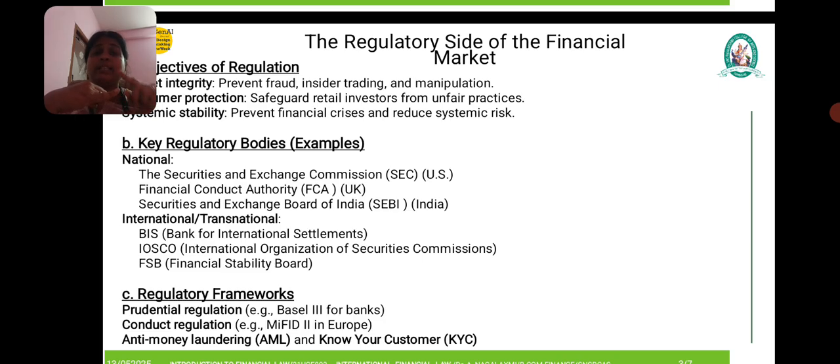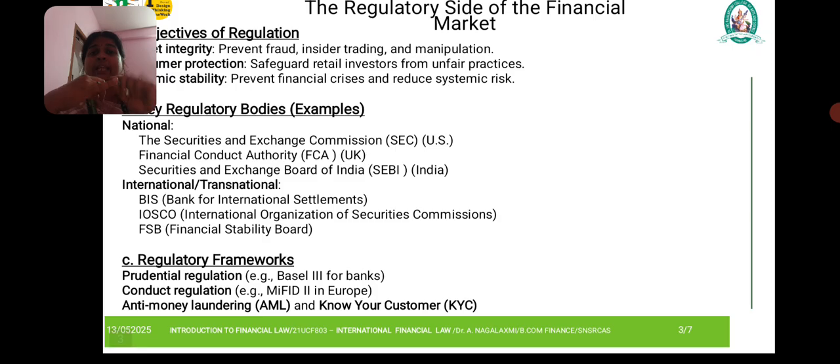That is the Securities and Exchange Commission, SEC, the regulatory body of the United States. Likewise, the Financial Conduct Authority, FCA, the regulatory body of the United Kingdom. In India, there is one regulatory body to regulate the financial market and capital market, that is the Securities and Exchange Board of India.